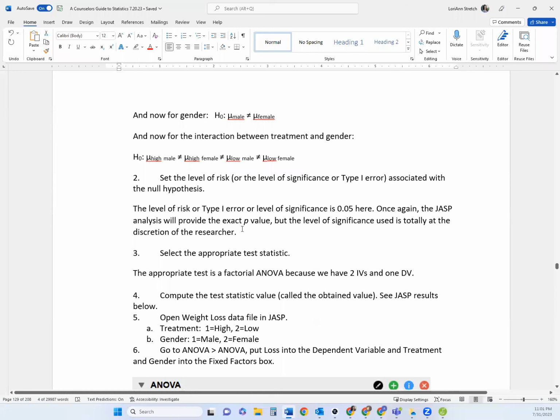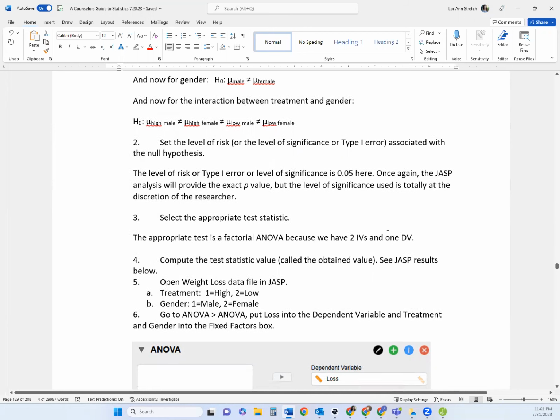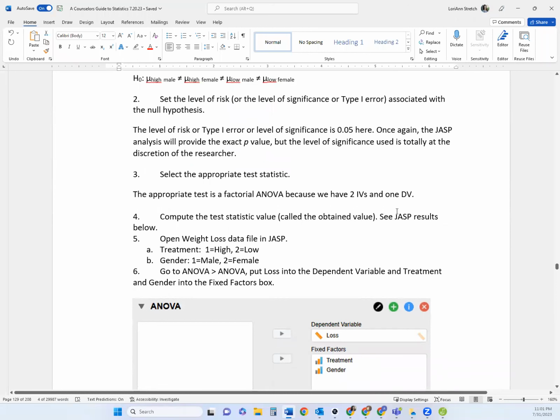We're going to set our level of risk at 0.05, as we normally do in social science. We will not have to calculate the critical value, because we will be running this in JASP, and it's going to tell us what our exact p-value or significance level is. The appropriate test is a factorial ANOVA because we have two independent variables, treatment and gender, and one dependent variable, weight loss. We're going to compute this statistic in JASP.